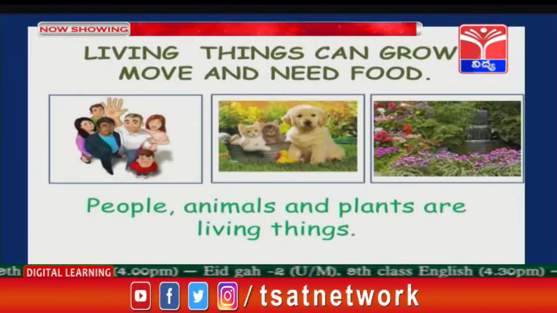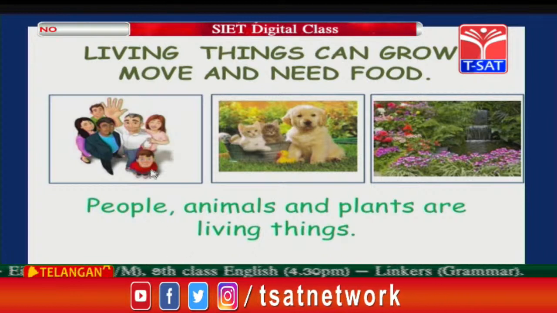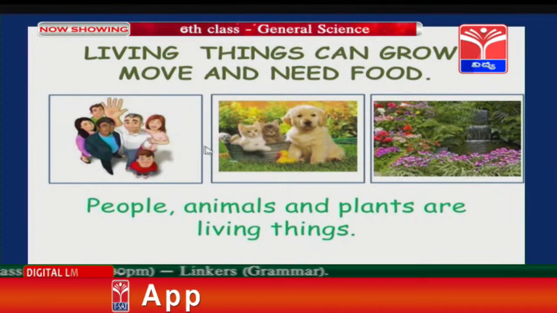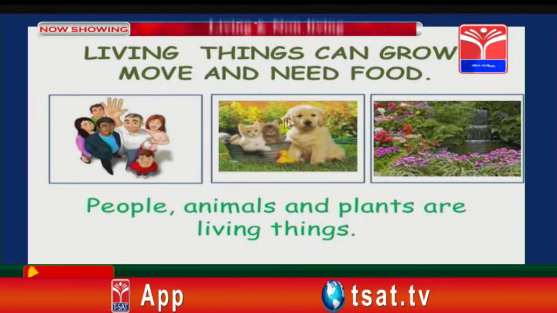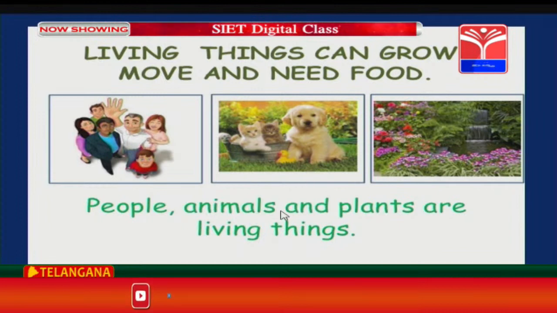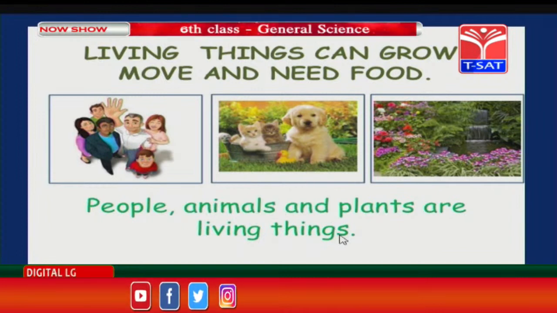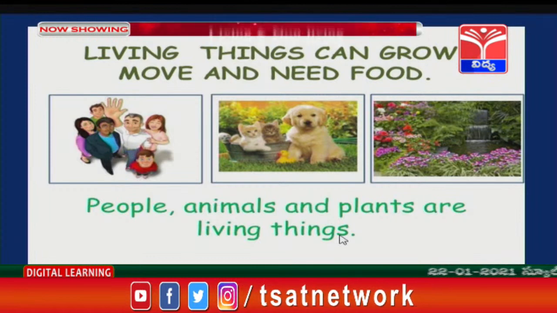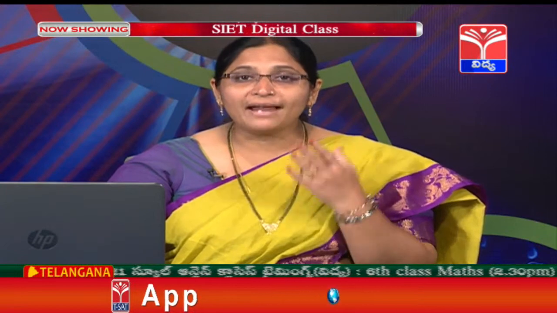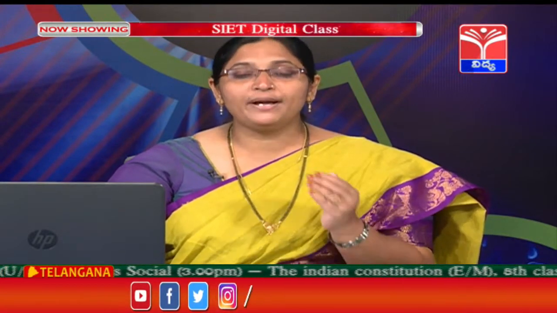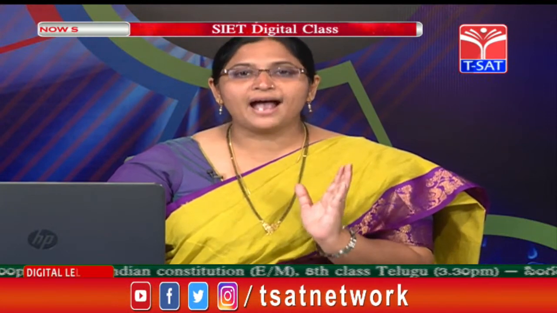Now, you can see in this slide, what is the first one? They are people. So, different types of people are there here. The second one is different types of animals such as cats, dogs and so many other animals. And the next one is plants. So people, animals and plants are nothing but living things. Now here, what is meant by a living thing? How can we say that they are living things? Because they have some characteristic features. Some of the things they undergo in their life process. So, depending upon that only we can say that they are living things.